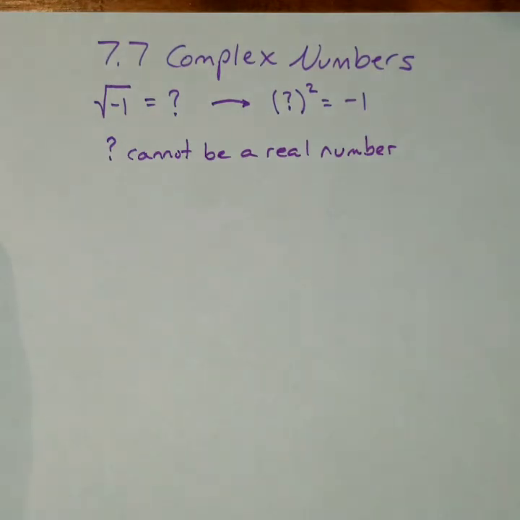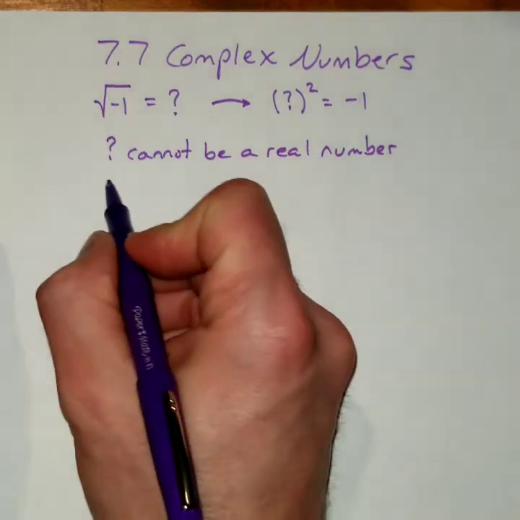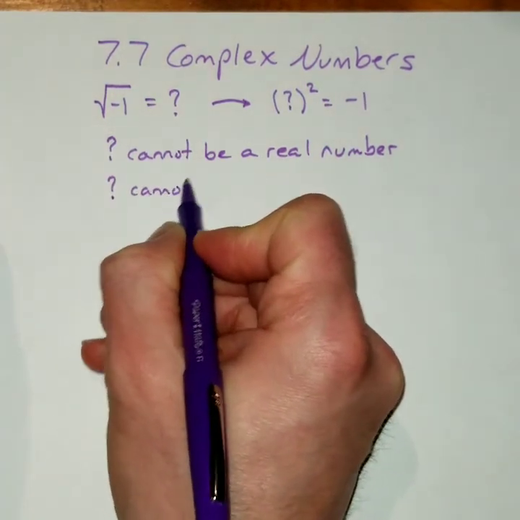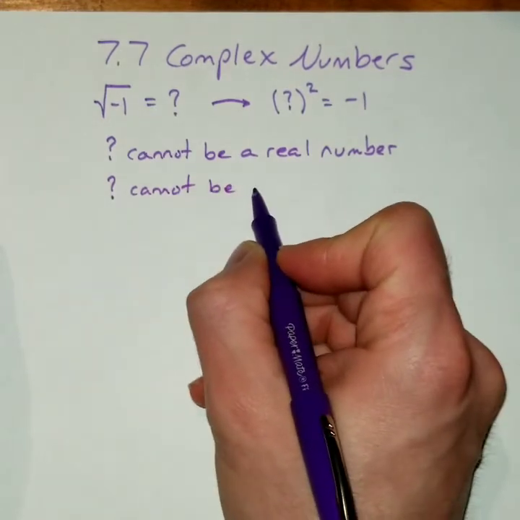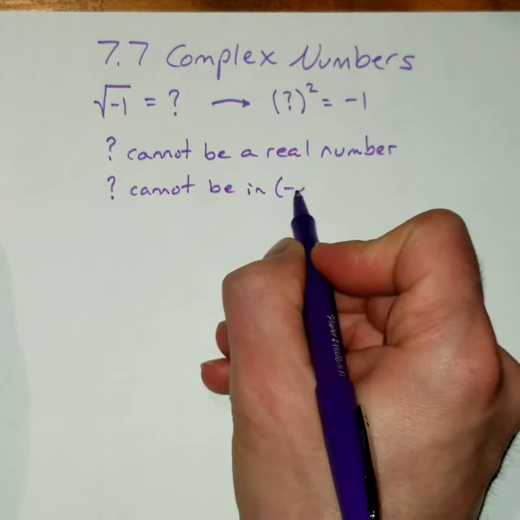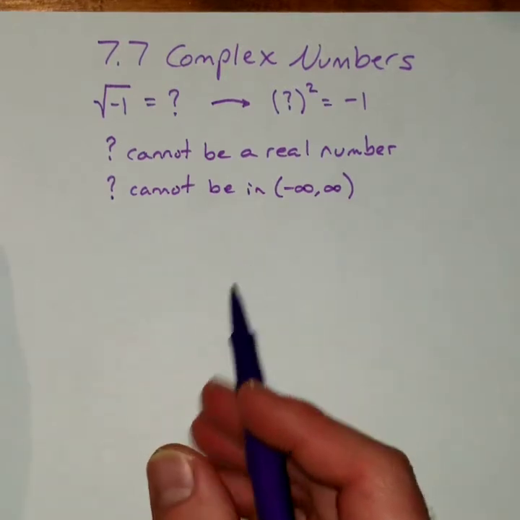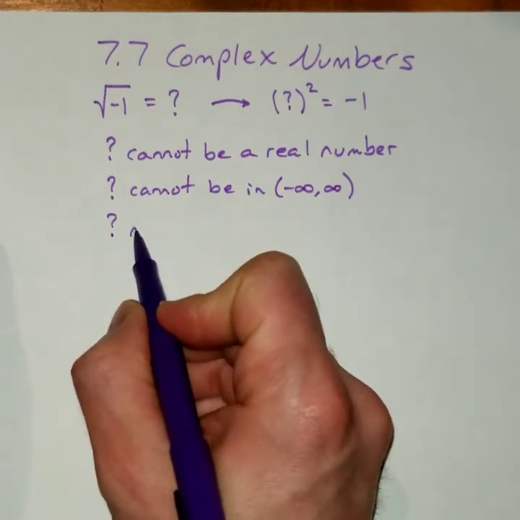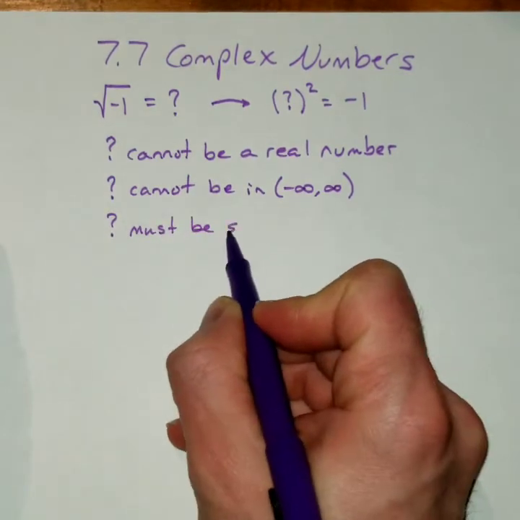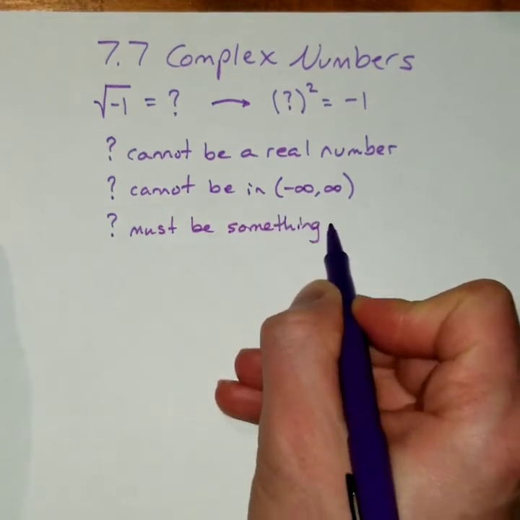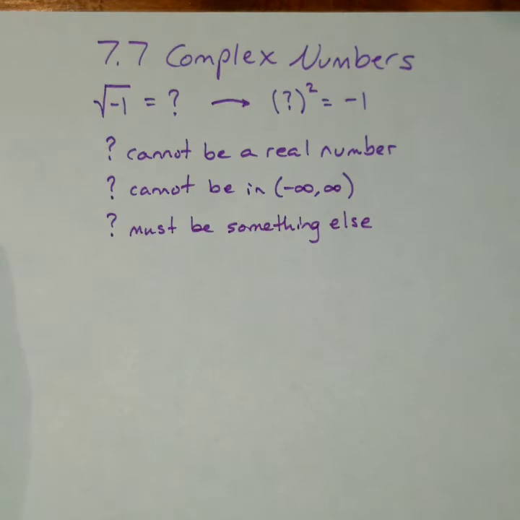Not possible. Okay, the real numbers, of course, are everything between -infinity and infinity on the number line. So it cannot be in this interval. Well, that's saying a lot because every number we know so far is in that interval. So there must be some other numbers then that are not in that interval. Okay? So this question mark must be something else. So it's not in that interval.